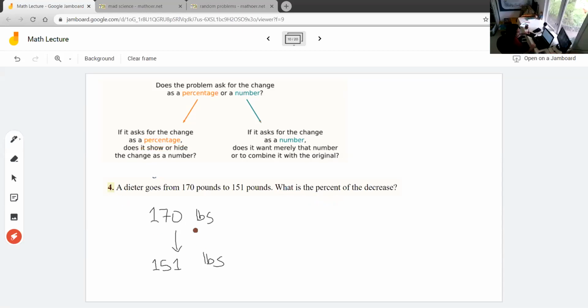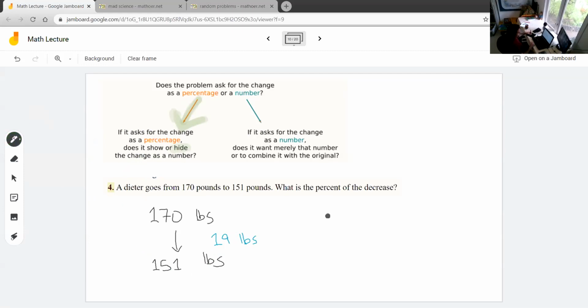Are they showing us how much the change was, or did they hide it from us? They hid it, right? It's not hard to find it. 170 minus 151 is going to be 19 pounds, but it wasn't there to start with. So first we say, look, they're asking for the percent, and then they are hiding it. So we identify which category of problem we're doing.